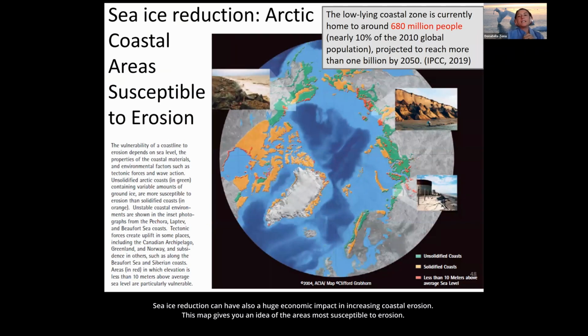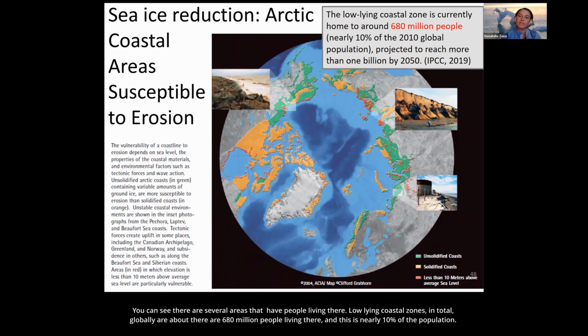Now, the sea ice reduction can also have a huge economic impact through the increase in coastal erosion. This map gives you an idea of the areas more susceptible to erosion. So you can see there are several areas with people living there. The low-lying coastal zones in total globally have about 680 million people living there. And this is nearly 10% of the population.